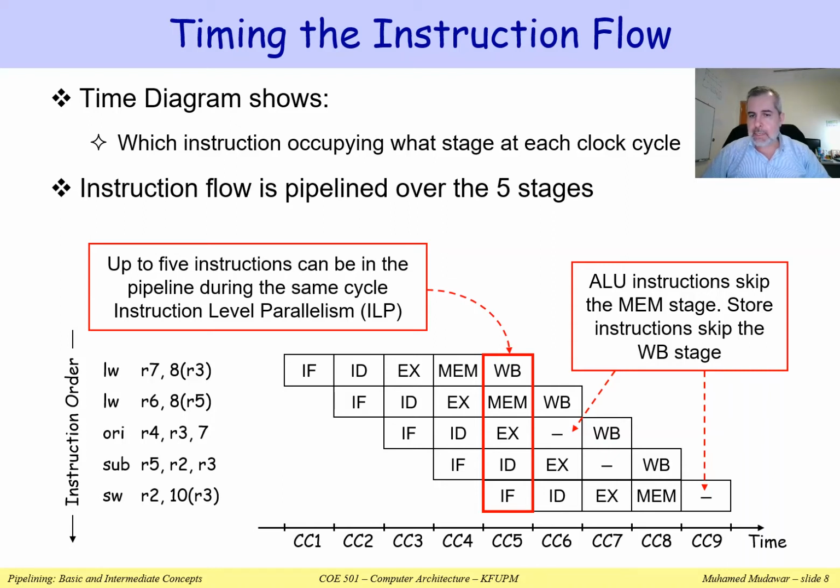Notice that some instructions might not require some stages. It's fine. For example, the or immediate can bypass the memory stage without doing anything. So you can see that here we are skipping the data memory stage, the data cache. The or immediate does not really need to read or write the memory, so it can skip the memory stage. Similarly, the store instruction might skip the write back stage because nothing is written into the register file by the store instruction.